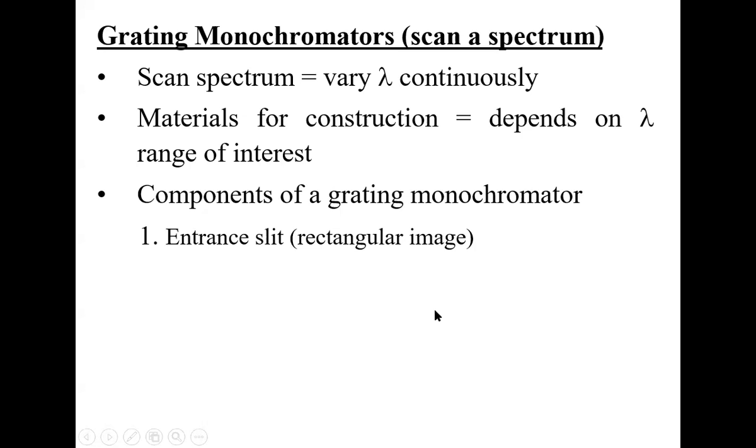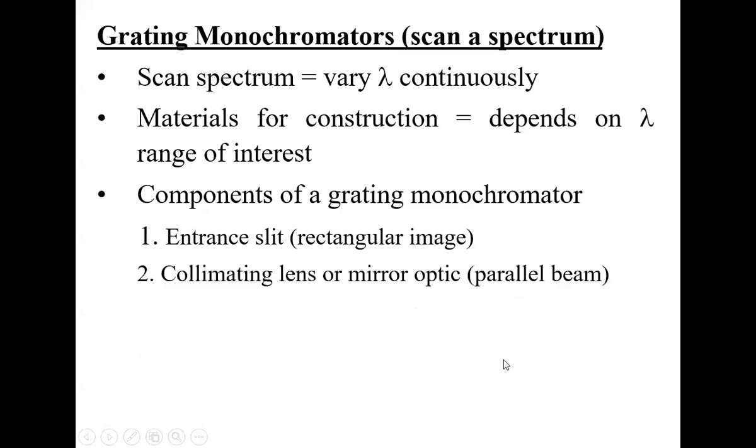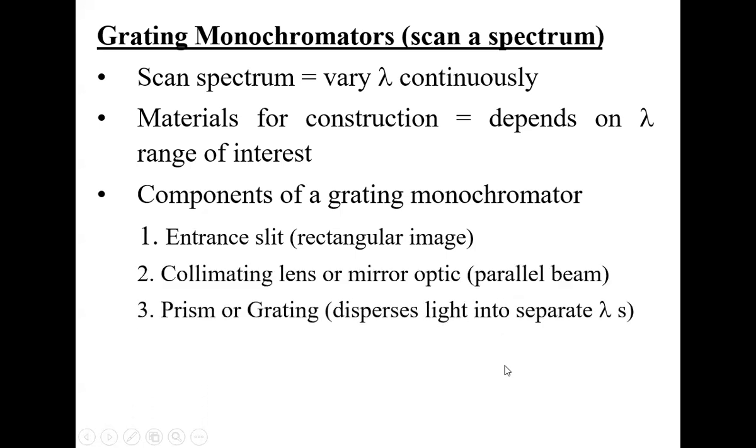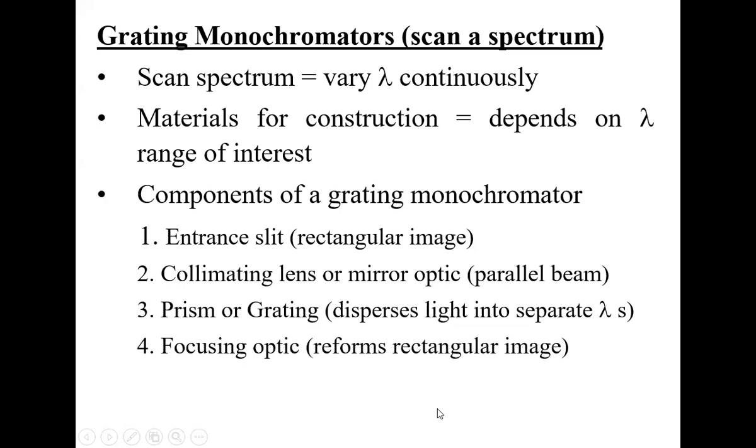An entrance slit, an exit slit. What else? A collimating mirror and a focusing mirror. A collimating lens or mirror optic, which gives the parallel beam. You can have the grating itself or a prism that can also act, but normally prisms, as we said, may not be used much these days. A grating or a prism, which is going to disperse light into separate wavelengths, and a focusing mirror or a focusing optic, which reforms the rectangular image usually. So these are the four parts. We have already said this.